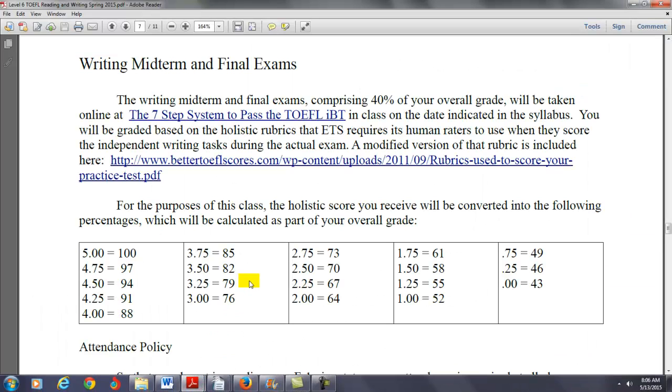Now, if we go into the syllabus, we have to take a look at what this means. So in the syllabus on page 7, we now have to convert your score into a percentage for our class. So 2.0 is going to put you at 64% on this particular assignment. So what do you do?